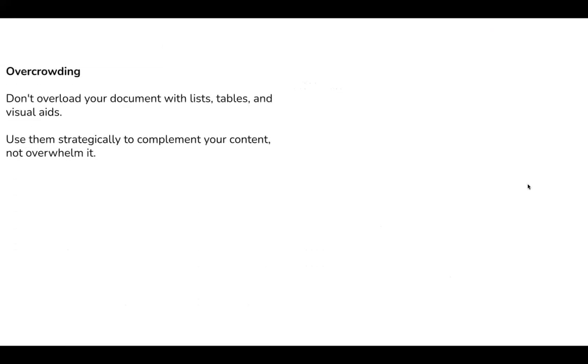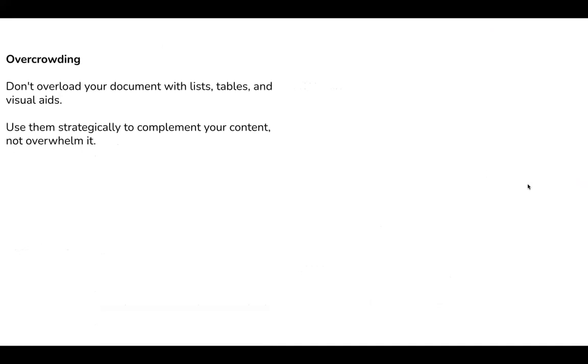So common mistakes to avoid when using lists, tables, and visual aids. So overcrowding, don't overload your documents with lists, tables, and visual aids.